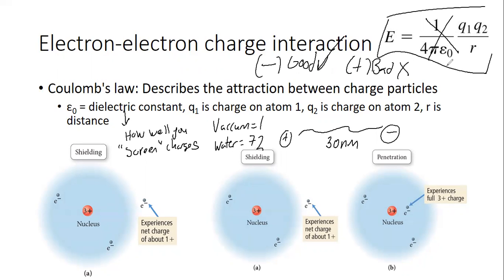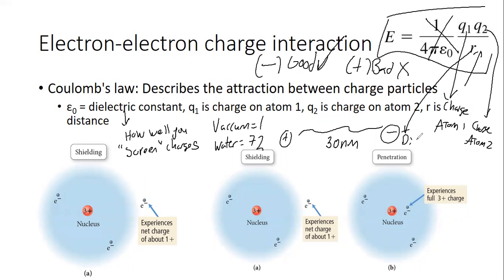What we do need to understand is this second part of Coulomb's law. Q1 multiplied by Q2 divided by R. So these Q's just mean charges. The charge of atom 1 is Q1. Q2 is the charge on atom 2. R is the distance between atoms. So that's what Coulomb's law states.